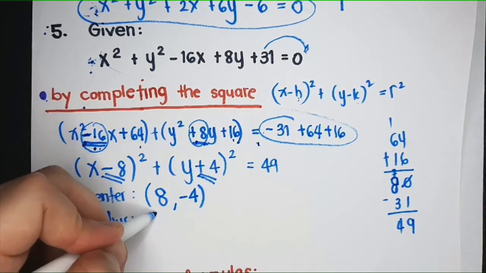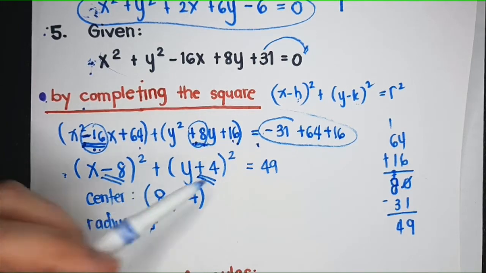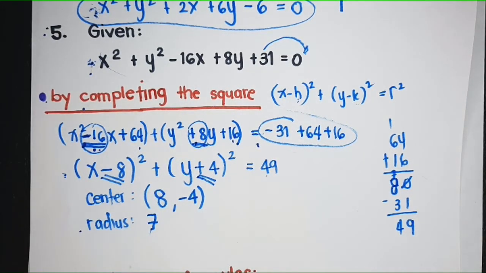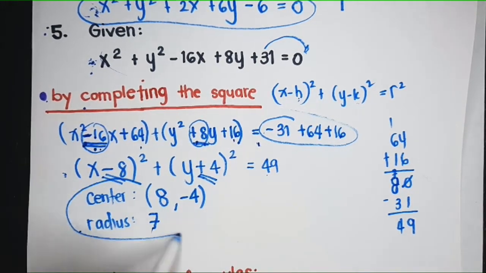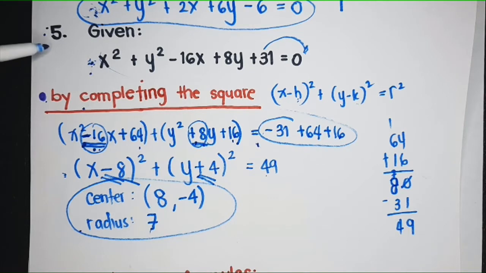No, it should be 7, kasi 7 squared is 49. Alright? So, ito yung pinapahanap sa number 5. Okay? Pero meron akong additional solution for number 5.